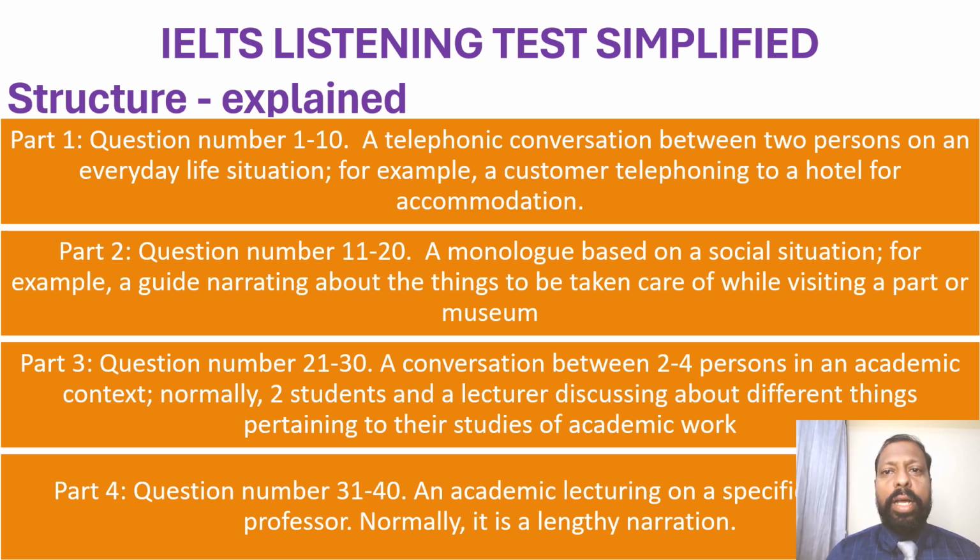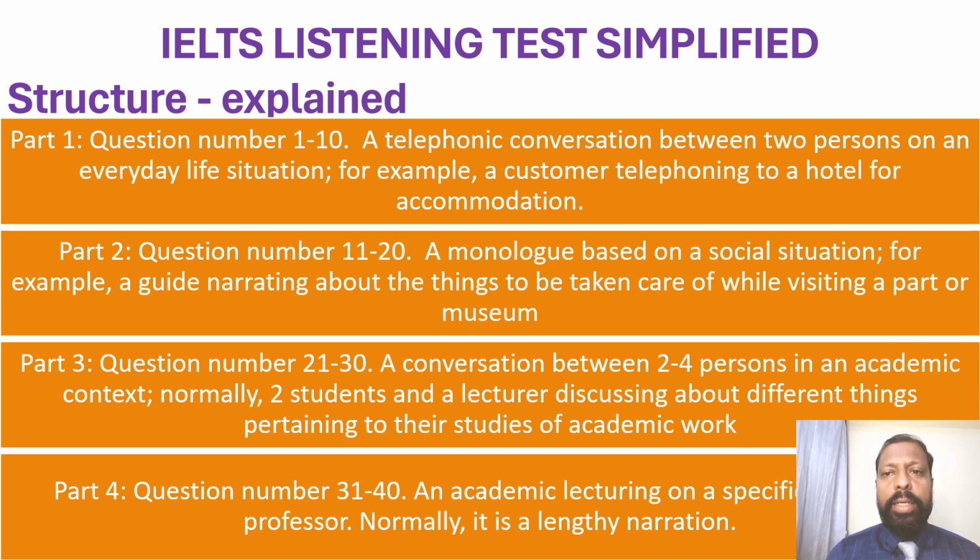And what is there in part 2? Part 2, question number 11 to 20. It's a monologue based on a social situation. Mono means one, logos means a speech. So monologue would mean a single person narrating something. For example, a guide narrating about the things to be taken care of while visiting a park or a museum.